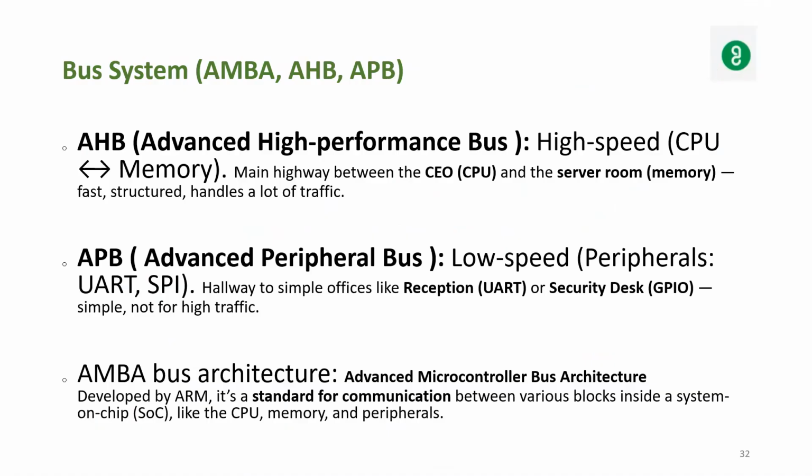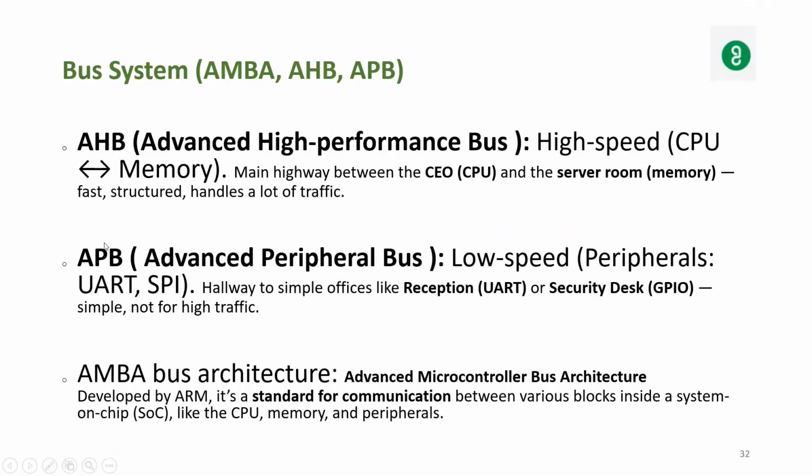The Advanced High-performance Bus is high speed. With high speed, data is communicated between the CPU and the memory. It is the main highway between the CPU and the memory: fast, structured, and it handles a lot of traffic. This is the advantage of the high performance bus, AHB.